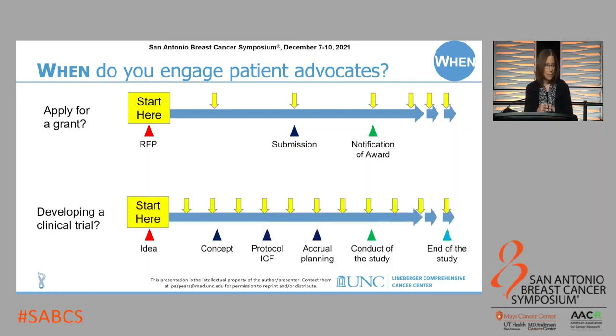During clinical trial development, early and often, even more often, I think, because it's so critical. But really, when the idea is submitted, I think you should engage your patient advocate at that time and all the way through to the end of the study. And I'll give you an example of that and how we do that at the Alliance for Clinical Trials.